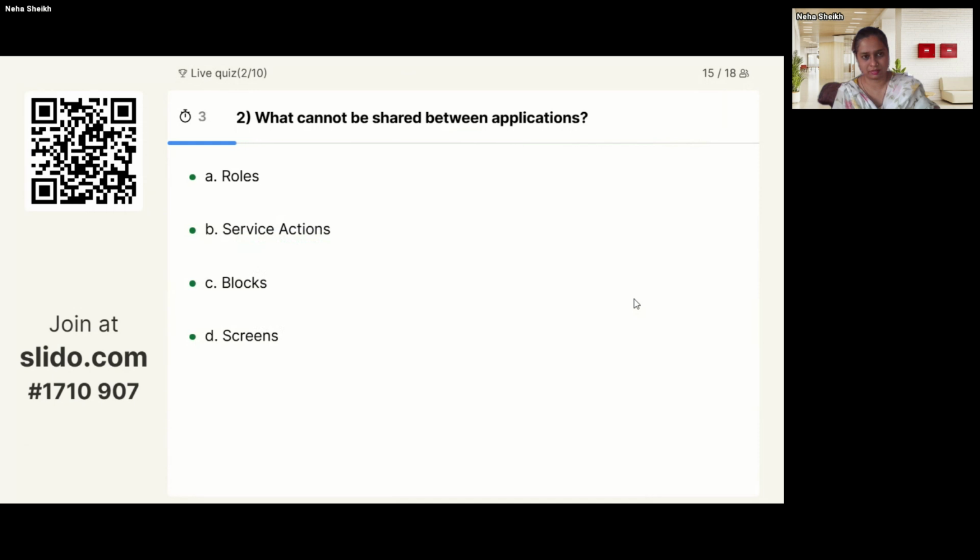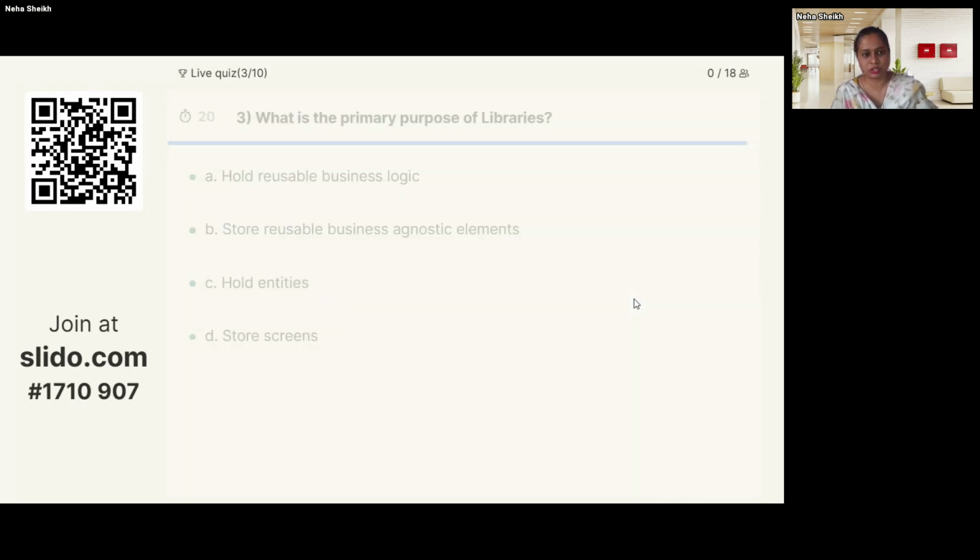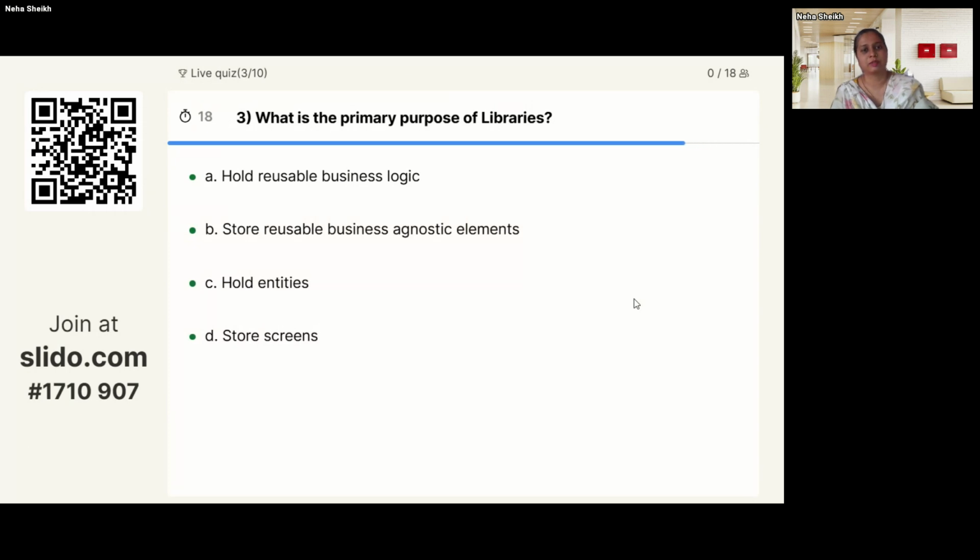Okay. Correct answer is C, blocks. Only 25% have answered C, but the correct answer is C. Let's see the next question, guys. What is the primary purpose of libraries?